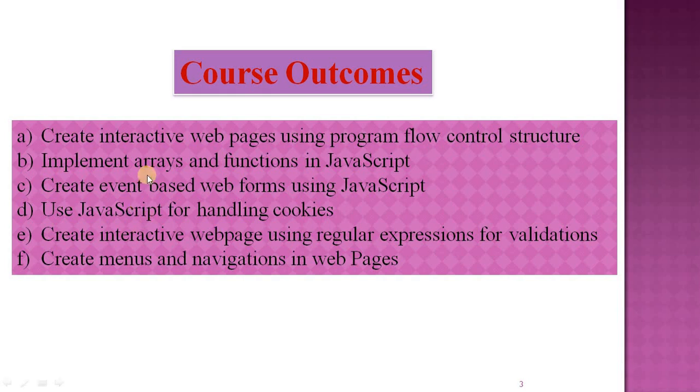The next CO is implement arrays and functions in JavaScript. Like other languages, we can also create or implement arrays and functions in JavaScript. The third CO is create event based web forms using JavaScript. By using JavaScript, we create event based web forms. The fourth CO is use JavaScript for handling cookies. We can use JavaScript for handling cookies.